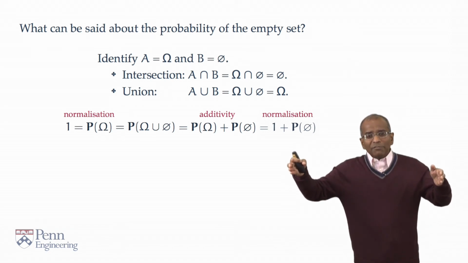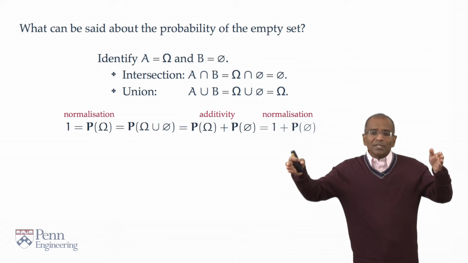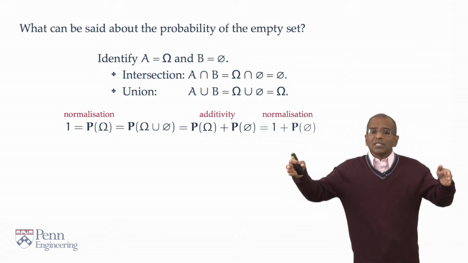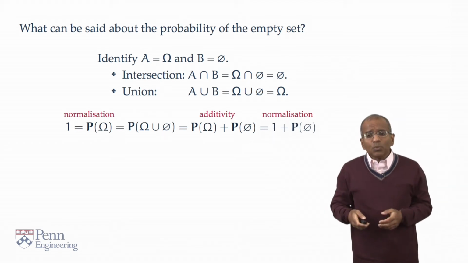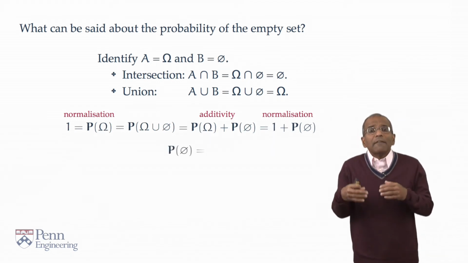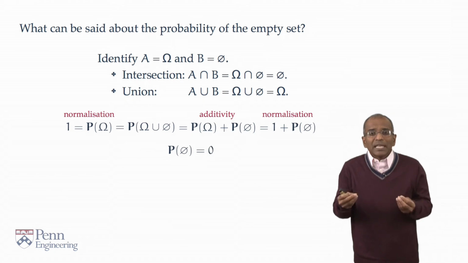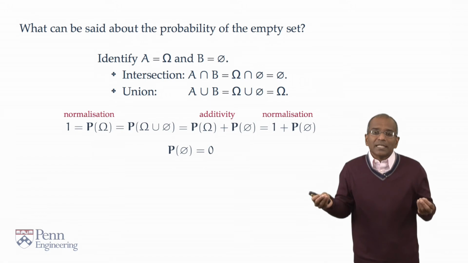The bookend on the left is 1, the bookend on the right is 1 plus the probability of the empty set. Cancel 1 on both sides, and we are left perforce with the inevitable conclusion that the empty set must indeed have zero probability, as indeed it must.